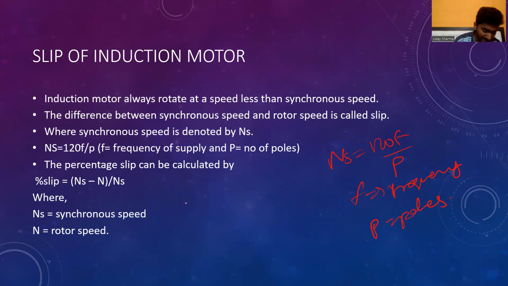The percentage slip can be calculated by the formula: percentage slip equals (Ns minus N) by Ns, where Ns is the synchronous speed as we have discussed, and N is the speed of the rotor.